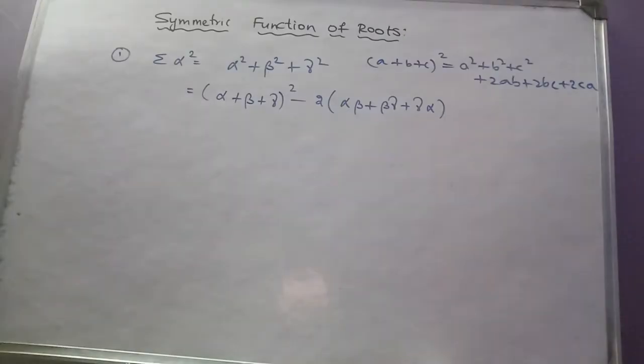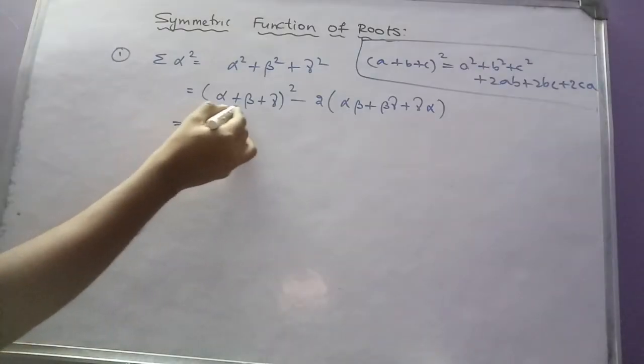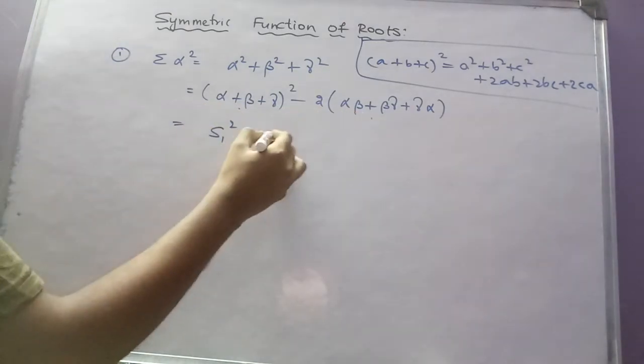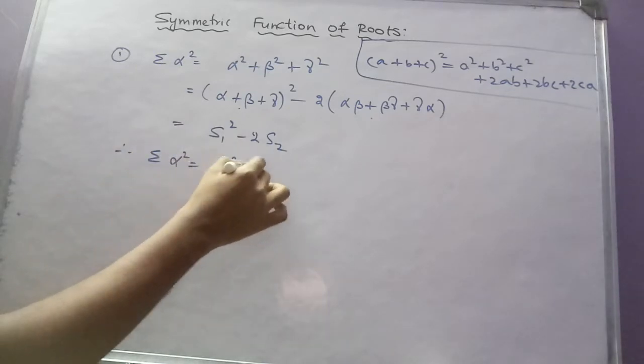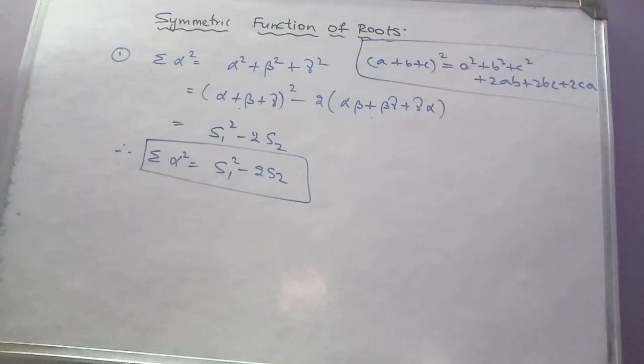I have used this identity and I have got this. Okay now, so simple use of this identity. Remember this. We have already told that this is S1 square minus 2 into this is S2. So therefore, dear students, sigma alpha square is equal to S1 square minus 2S2. The first formula: sigma alpha square is equal to S1 square minus 2S2.